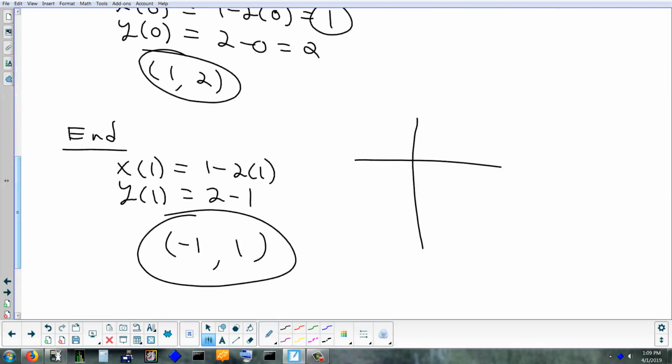So think about these as coordinates. You've got the point 1, 2. That's where you're going to start. You're going to end at negative 1, 1. Which way is this graph going to be drawn? What direction? Right. It's going to be drawn right to left. Okay, let's try it.